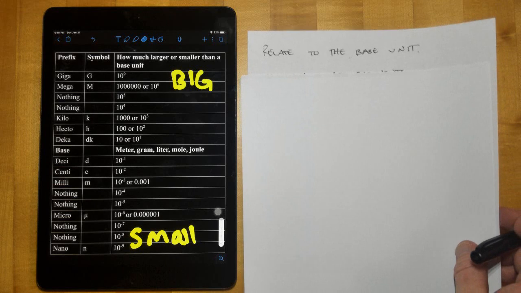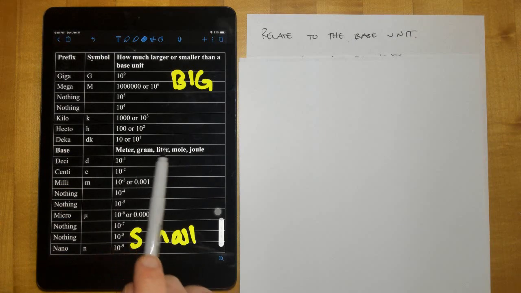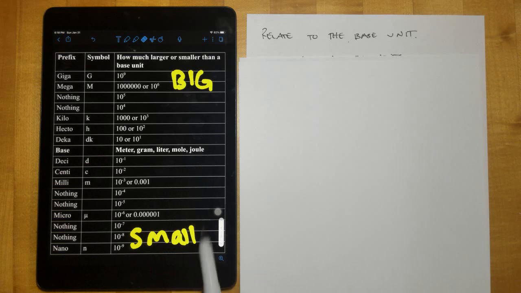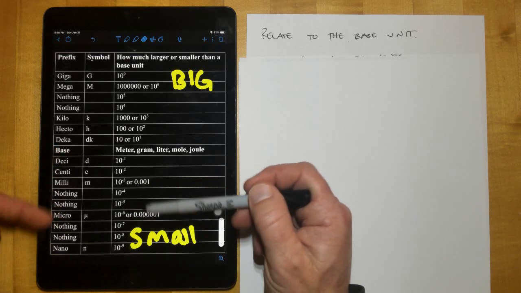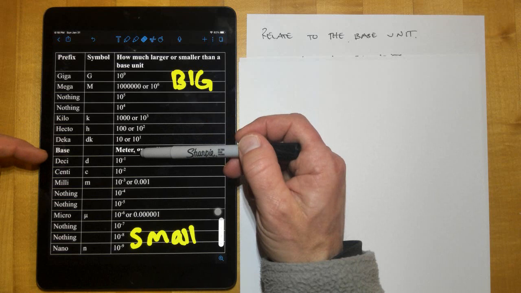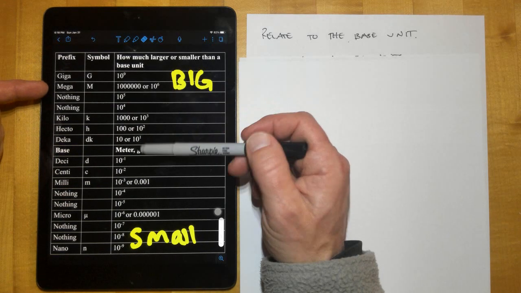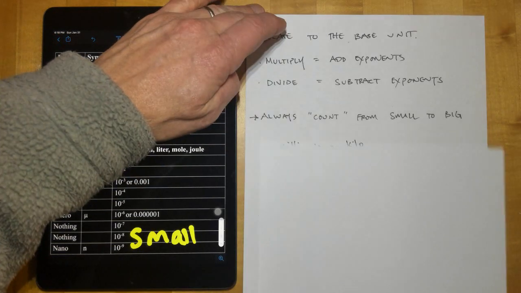All right, next, relate everything to the base unit. The base units in the metric system are things like meter, gram, liter, mole, joule, watt, candela. There are lots of different base units depending on what you're measuring. But always relate it. 10 to the 6th of these are in one of these, because there are lots of these in one of these. Or you'd say there would be 10 to the 6th meters, I'm sorry, in 1 megameter, because you go up to the 10 to the 6th, and this one's obviously smaller than this one.